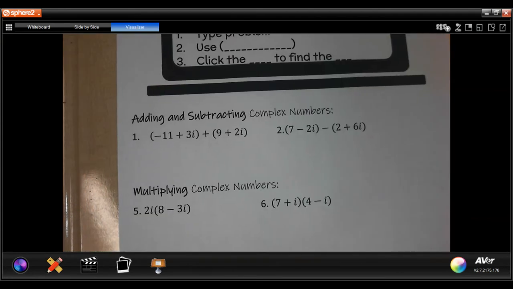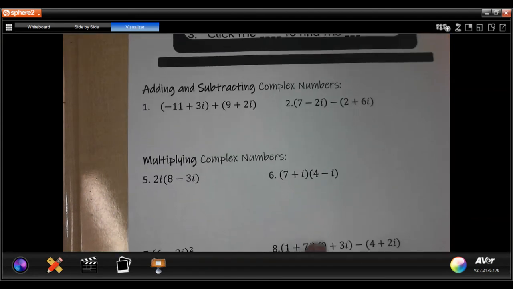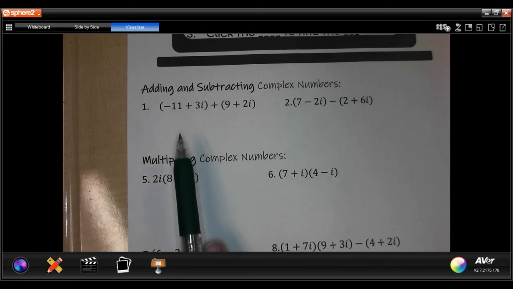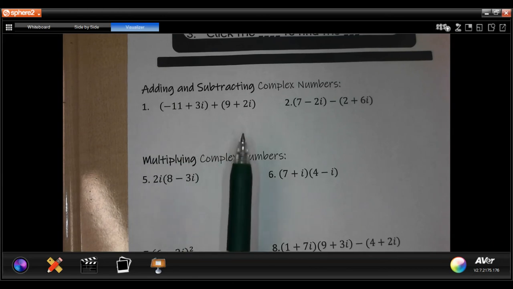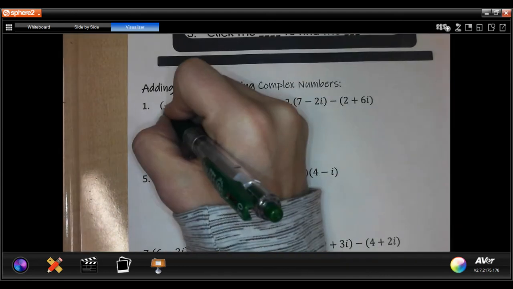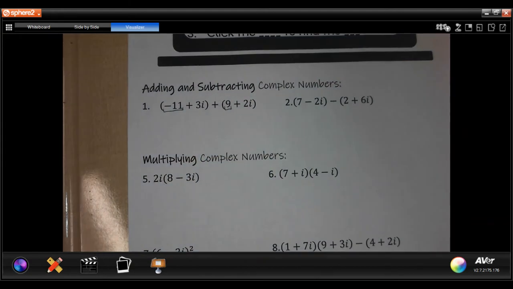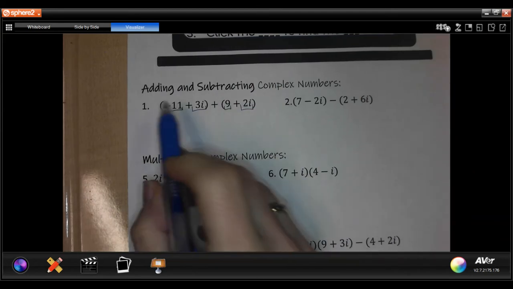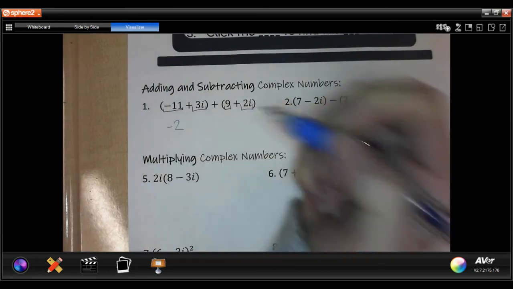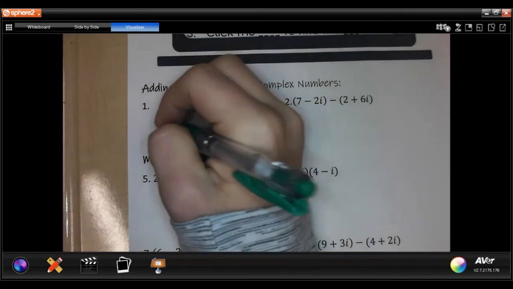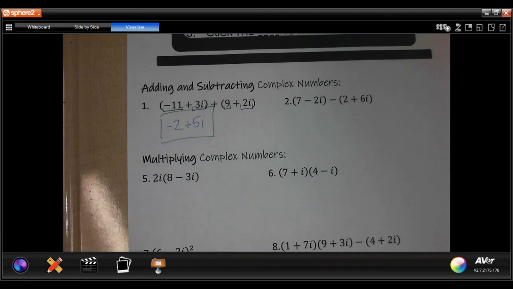All right, I'll get back to the cheat code, but let's look at some of these problems, adding and subtracting complex numbers, and then I'll go back to your cheat code. So we've got negative 11 plus 3i plus 9 plus 2i. We're just combining like terms. Negative 11 and 9 are the like terms, and then 3i and 2i. Negative 11 plus 9 gives me negative 2. 3i plus 2i gives me 5i. That is it, I am done. Make sure your answer has the i in it.